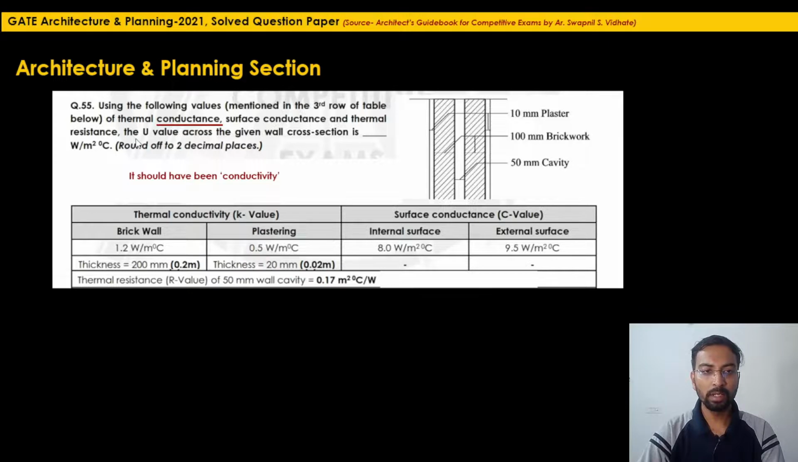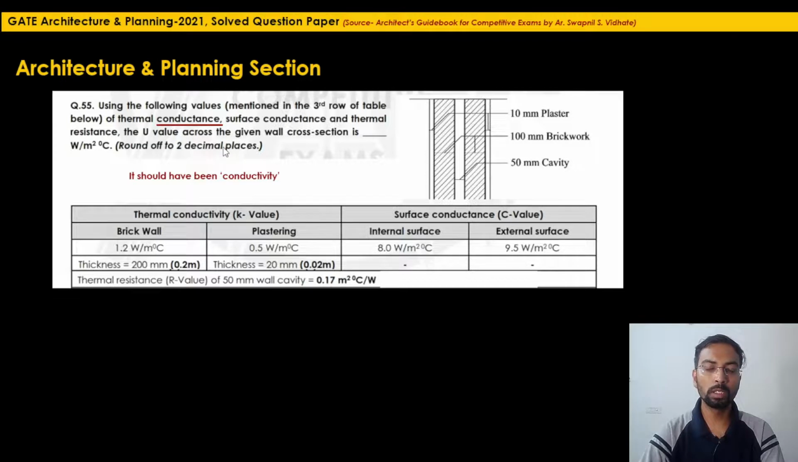And we have to identify the U value across the given wall section. The U value, that is thermal transmittance. So here first we will identify what is the thermal resistance, because at the end the relation between U value and R value is U value equal to 1 upon R value.